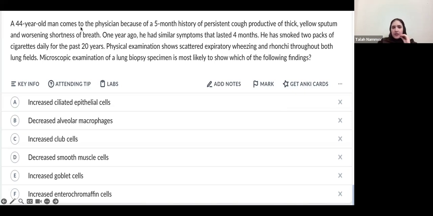A 44-year-old man comes to the physician because of a 5-month history of persistent cough productive of thick yellow sputum and worsening shortness of breath. 1 year ago, he had similar symptoms that lasted 4 months. He has smoked 2 packs of cigarettes daily for the past 20 years. Physical exam shows scattered expiratory wheezing and rhonchi throughout both lung fields. Okay, so we have wheezing, cough productive of thick yellow sputum and worsening shortness of breath. So what do you guys think? Increased goblet cells, okay, more mucus. It makes sense. It is E, right.